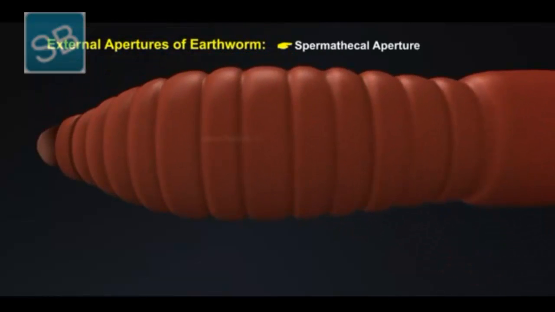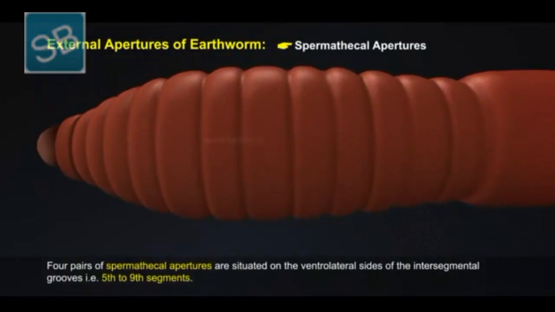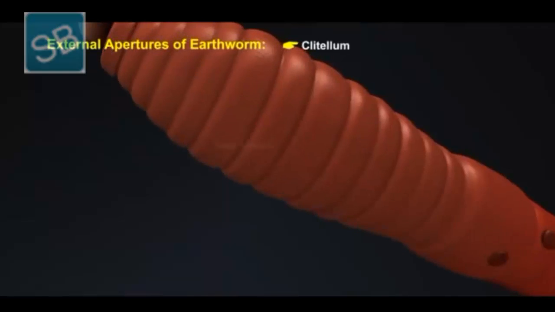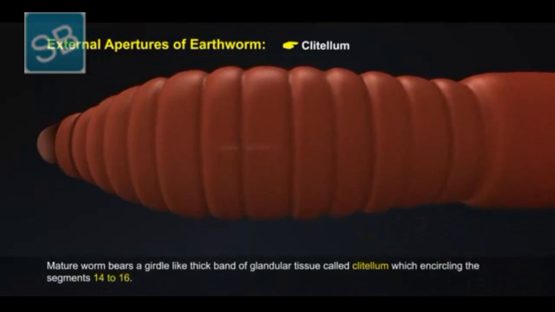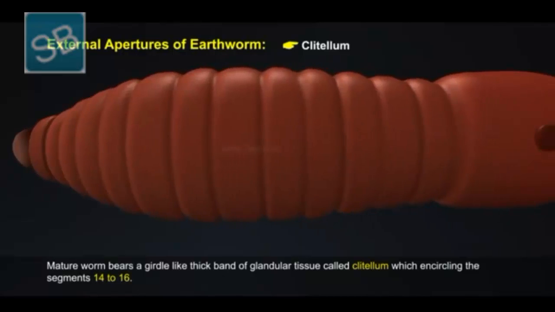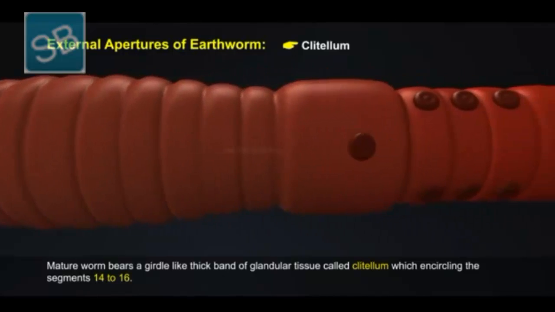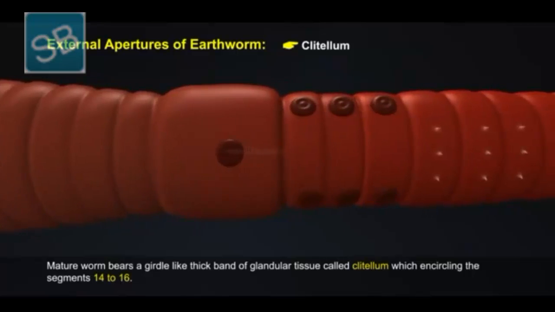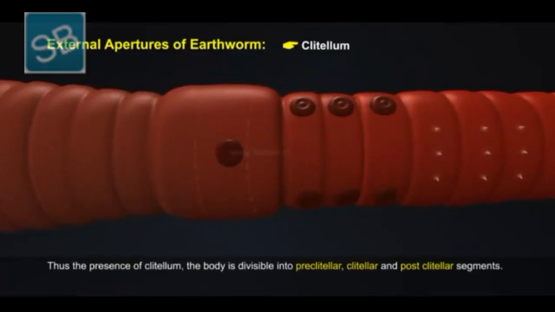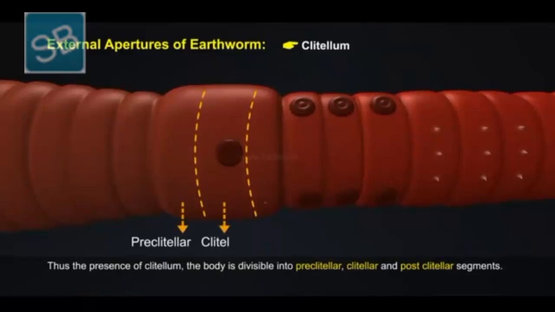Then comes spermathecal apertures. Four pairs of spermathecal apertures are situated on the ventrolateral side of the intersegmental grooves, that is from the 5th to 9th segment. Then comes clitellum. A mature worm bears a girdle-like thick band of glandular tissue called clitellum, encircling the segments 14 to 16. Thus, due to the presence of clitellum, the body is divisible into preclitellar, clitellar, and postclitellar segments.